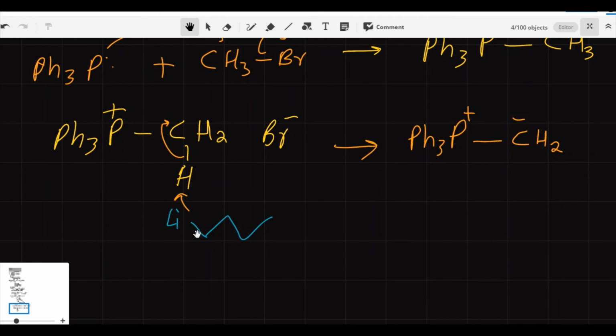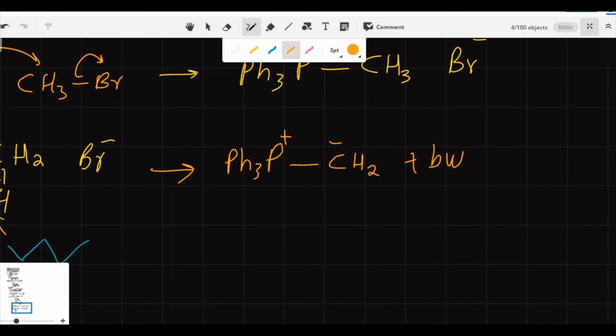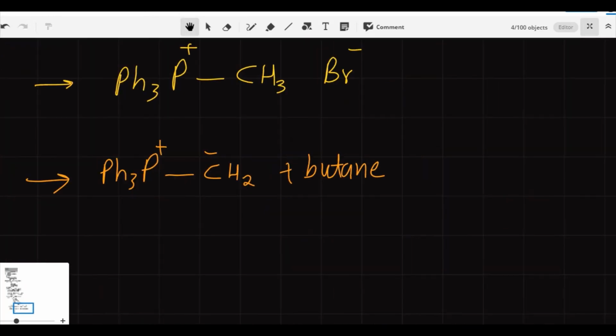The hydrogen that is eliminated will be taken by the butyl lithium, so that will convert it into butane, because the lithium will preferably bond with the bromine to make lithium bromide. So I am going to write here, along with the formation of butane and lithium bromide.